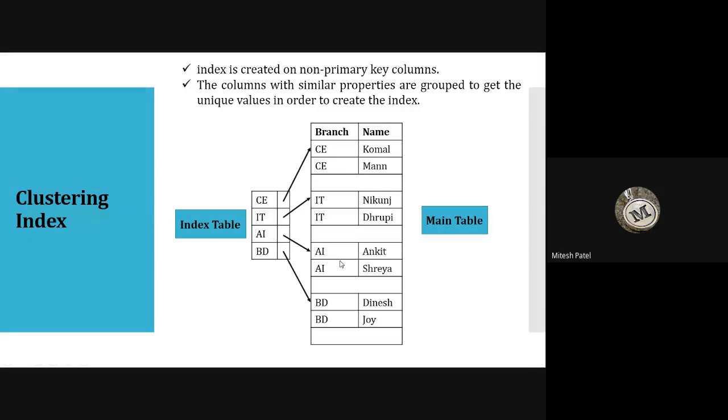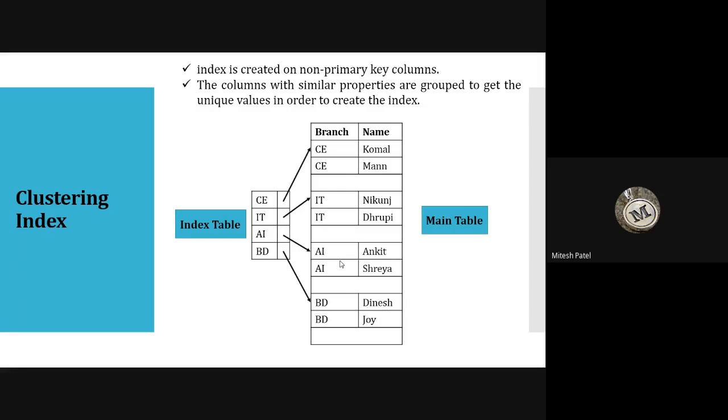And next, clustering index. The name suggests its meaning. I don't know whether you have heard this word or not. Cluster means combining the same values into one group. That is known as a cluster. In cloud computing, there is one famous word, the cluster. So columns with similar properties are grouped together to get the unique values in order to create the index, which is known as the clustering index.